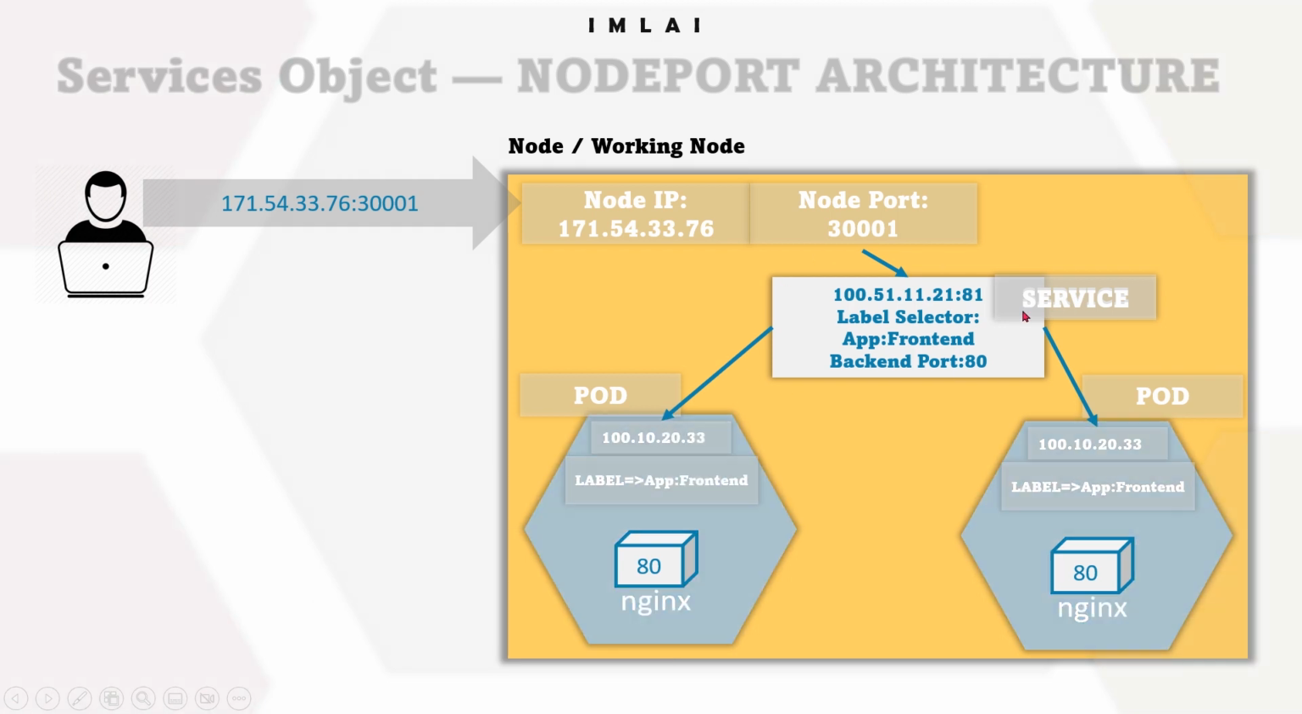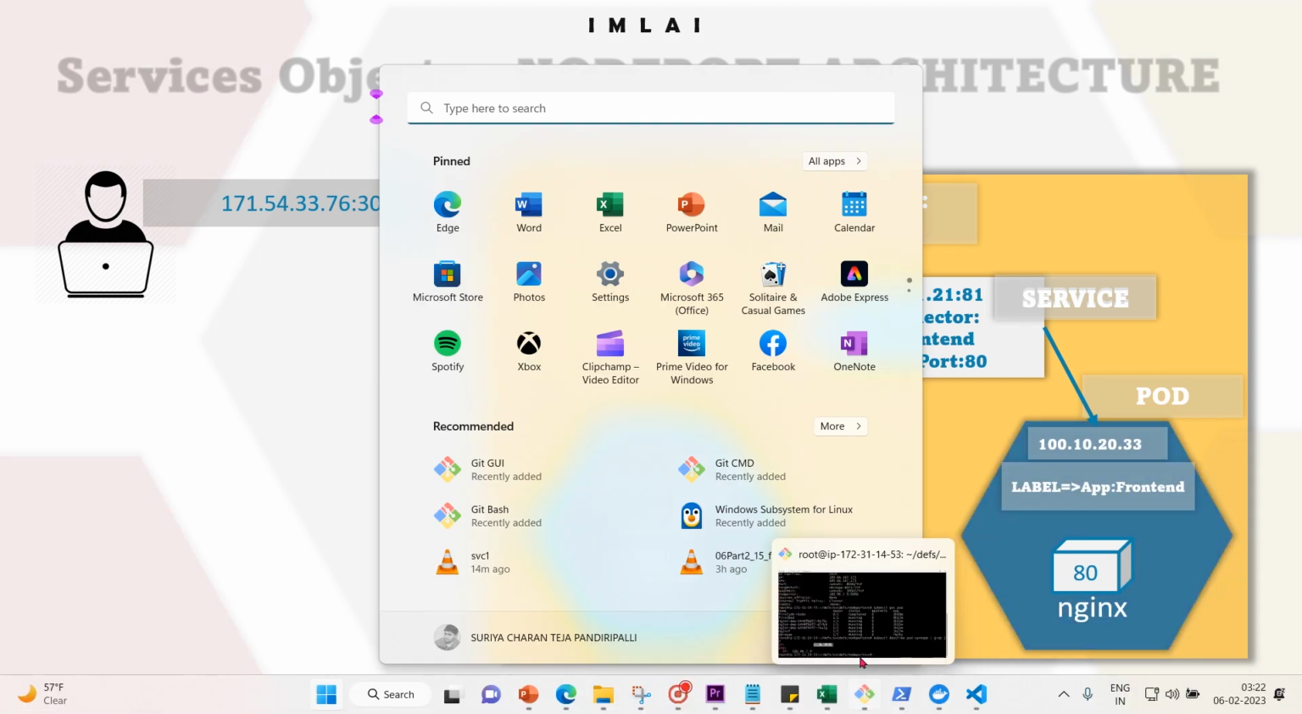So the static IP of the service is mapped with the pod IP, and in turn the pod will be mapped with the container. So when I access the node IP with the node port, through the service port, through the pod port, through the pod, it will connect with the nginx container, and inside the container port we will have our application running. That's the architecture.